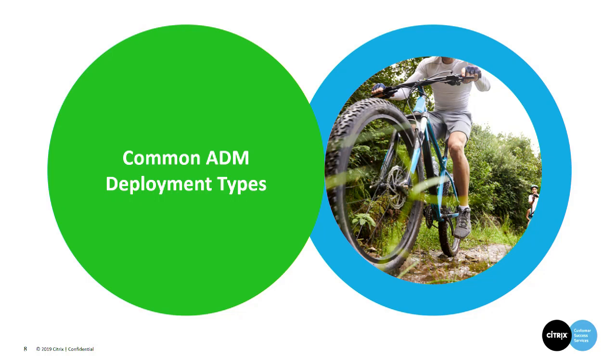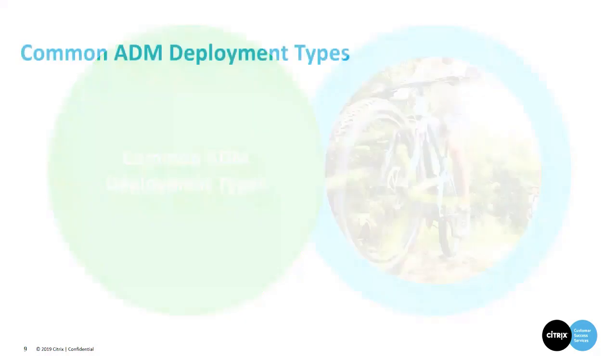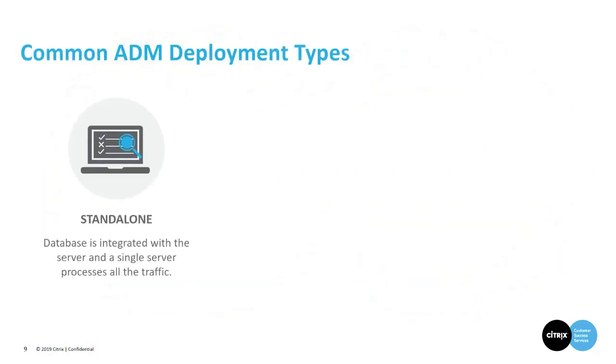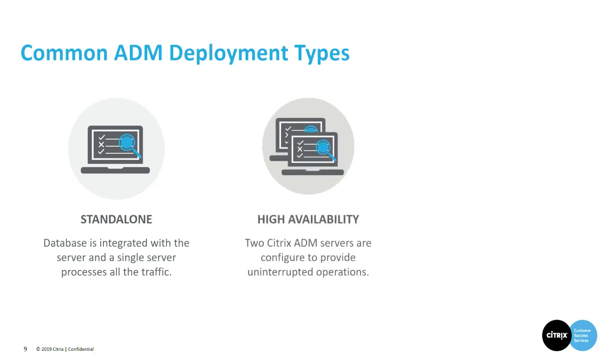So, common deployment types for Citrix ADM. We're going to have three of them. The simplest one is going to be the standalone deployment. Very, very simple. It's going to be a single server. Everything is integrated into that single server. We're also going to have an HA deployment.